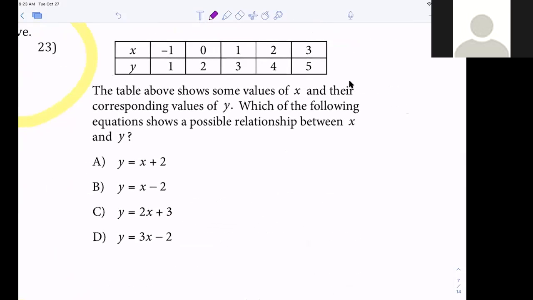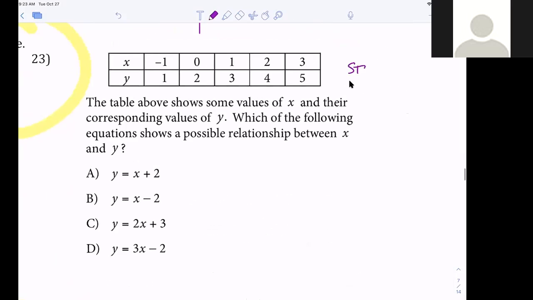Which of the following equations? Okay, so here we go. Stat. Edit. Now, do I have to type them all in, or can I just type in 2? You can type in 2 if you want to write the equation of the line. So under L1, I'm going to type in what numbers? -1 and 0. Under L2, I'm going to type in 1 and 2.